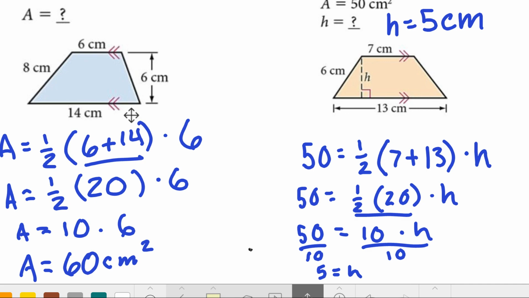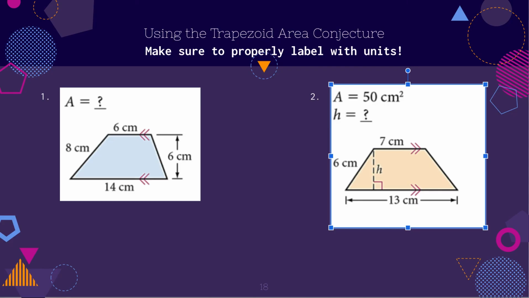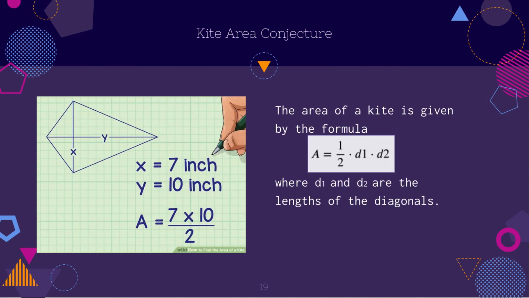So now we only have one more type, I believe, of quadrilaterals we're going to do before we wrap things up today. And that type of quadrilateral is a kite. Now, the way we find the area of a kite is very different from the way we find the area of every other quadrilateral, so this formula is really important that you know the difference.